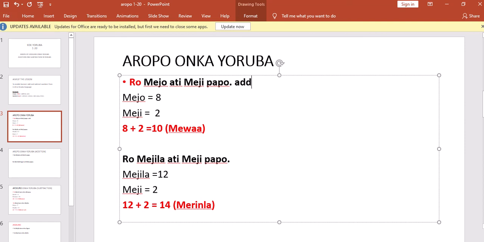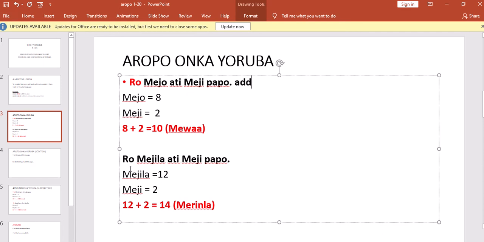So you need to know what is mẹ́jọ and what is méjì. So mẹ́jọ is 8. Méjì is 2. And what is the meaning of row? That is plus. That means 8 plus 2. And 8 plus 2 will give you what? Will give you 10. And we need to write our answer in Yoruba. A gbọ́dọ̀ kọ ìdáhùn wa ní èdè Yorùbá. So mẹ́jọ, tí a bá ro mẹ́jọ àti méjì papọ̀, ìdáhùn wa yóò jẹ́ mẹ́wàá, and mẹ́wàá is 10. So 8 plus 2 is 10.